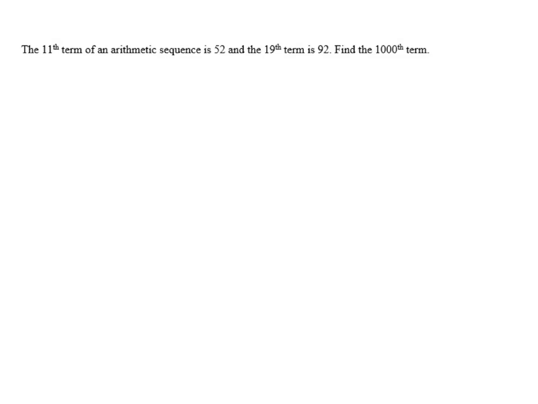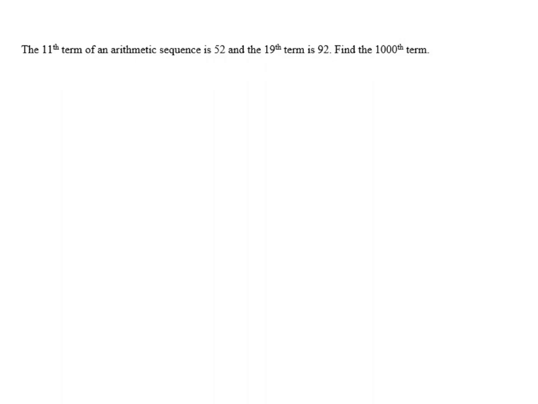The 11th term of an arithmetic sequence is 52, and the 19th term is 92. Find the 1000th term. We could actually write these out and try and figure out what the 12th, 13th, 14th, etc. terms were, but there is a clever way to do this.